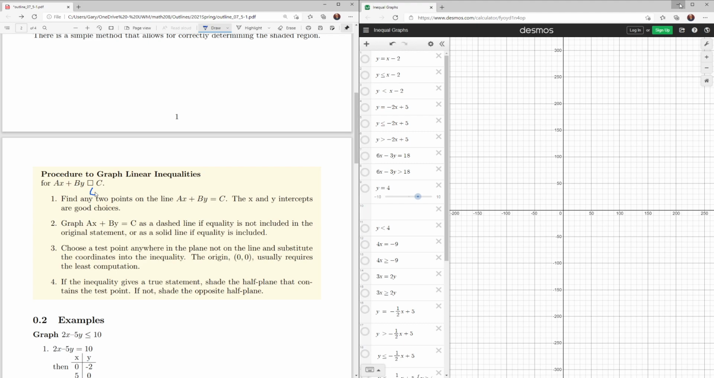So the first thing we do is we graph the line. We graph the original line ax plus by equals c. We find any 2 points on that line in order to graph it. That's all you need to graph a line is 2 points on the line, and then we have a line. Now, paying attention to whether our inequality includes the equals or not. If it does not, if it's strictly less than or strictly greater than, it's a dashed line. If it includes the equality, then it's a solid line.